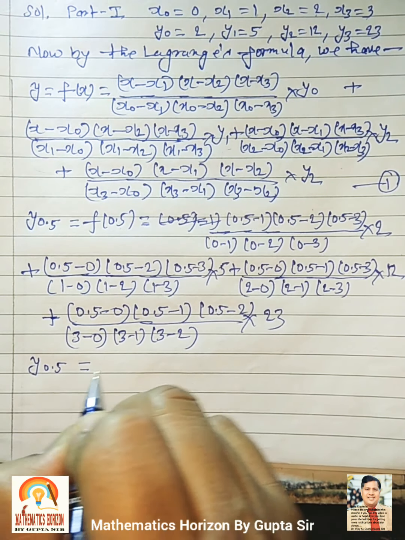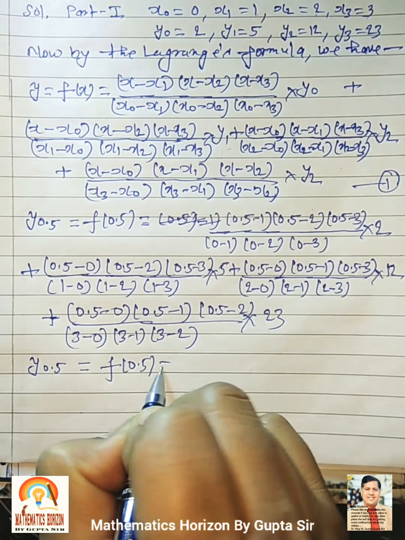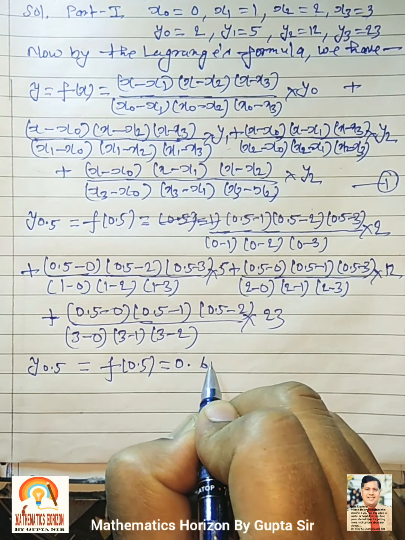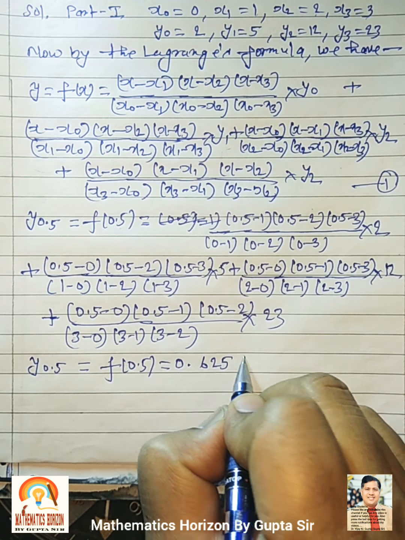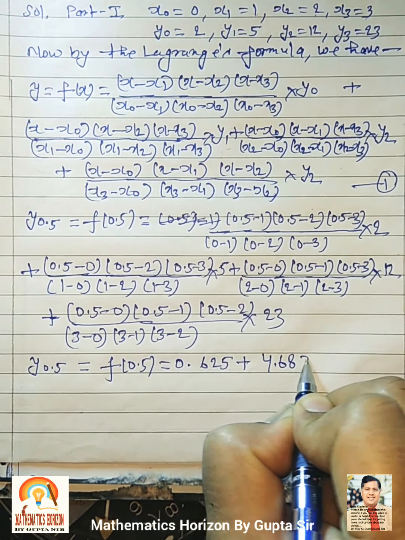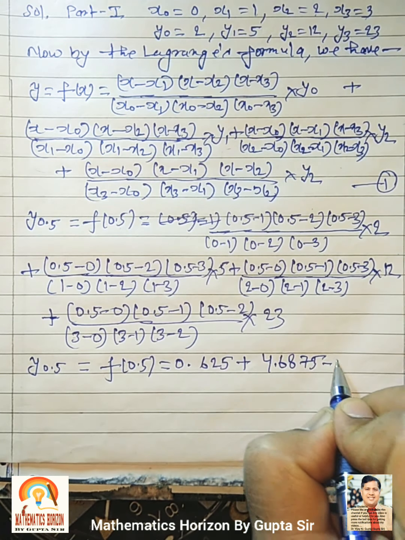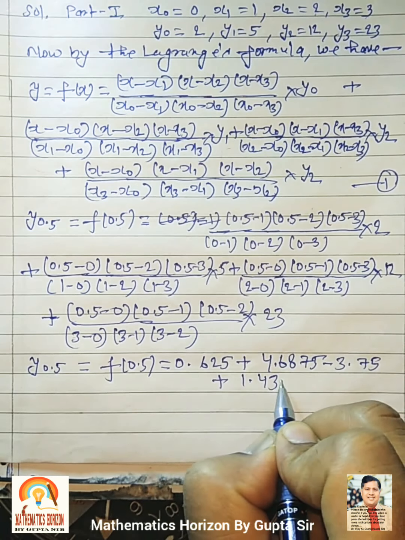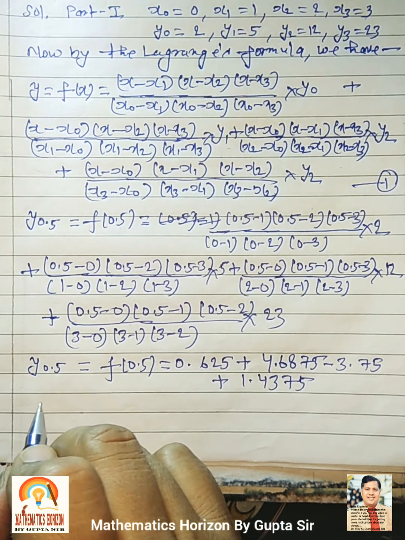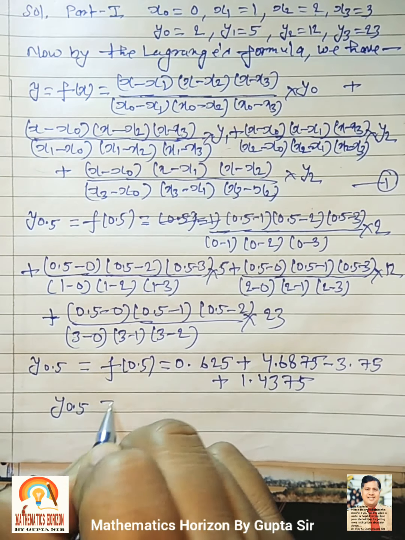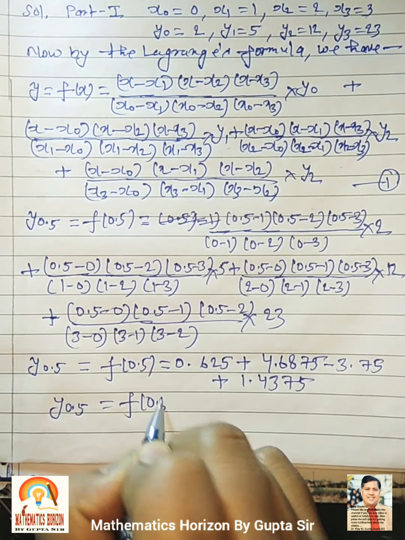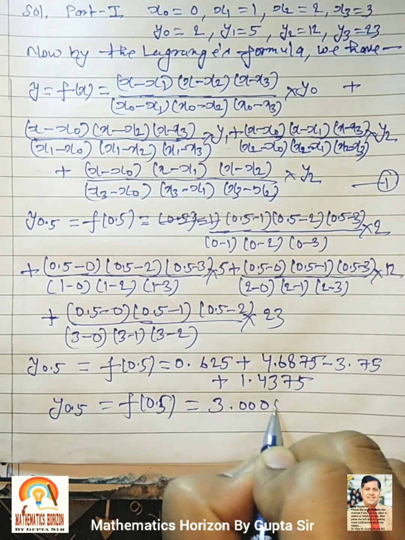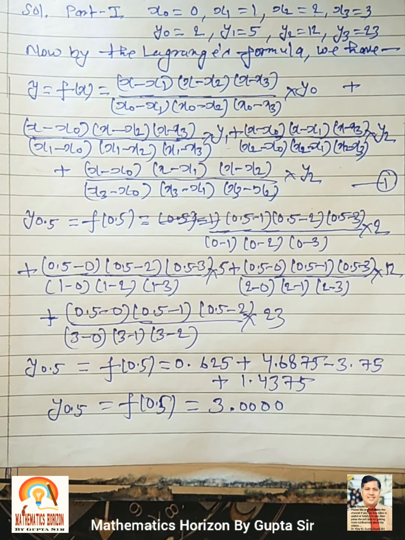Okay, on solving this, what we get? f(0.5) is equal to, first term, on simplifying this we get 0.625. Second term we get 4.6875. Third term minus 3.75 and fourth term 1.4375. Okay, on solving this, what we get? f(0.5) equal to 3.0000, exactly 3.